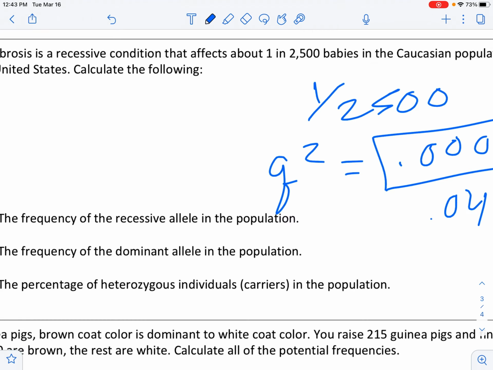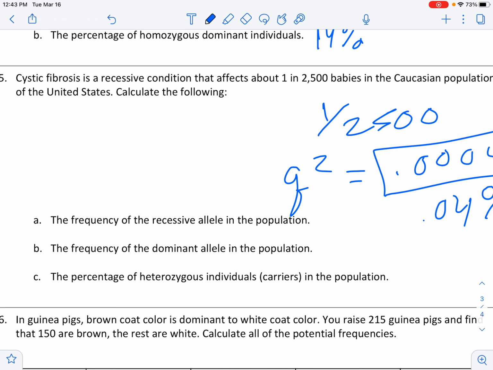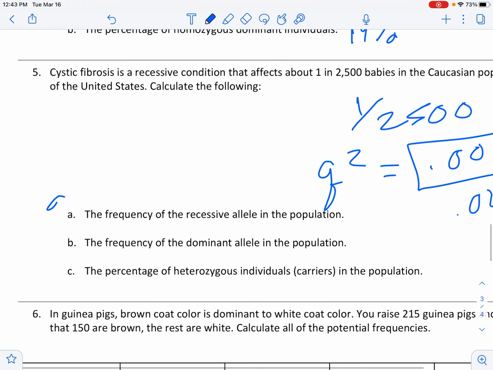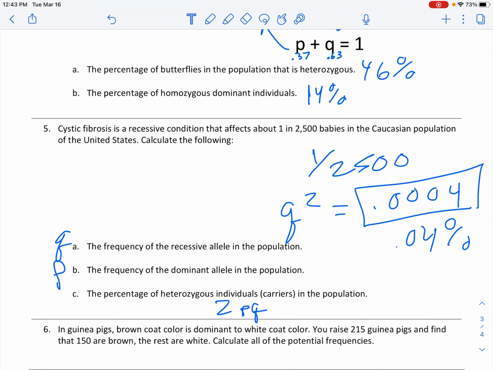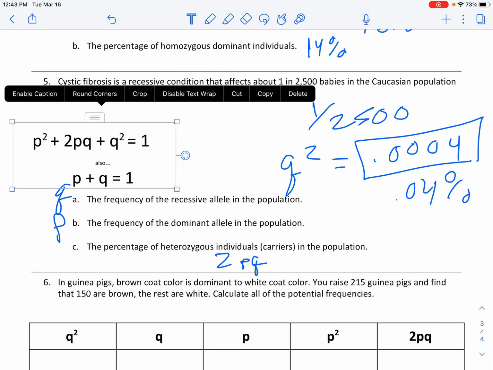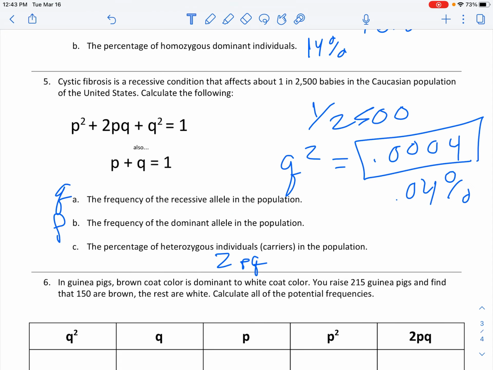Okay, so what's the frequency of the recessive allele in the population? So we want to know, this is asking what's q. And the frequency of the dominant allele, that's p. And the percentage of heterozygous individuals, that's 2pq. So we want to know those two things. And so, again, it doesn't hurt to just kind of work things out on the equation here. I like to do that. It seems to me to make sense. So again, we're looking for this and this and that. But we're given q squared.